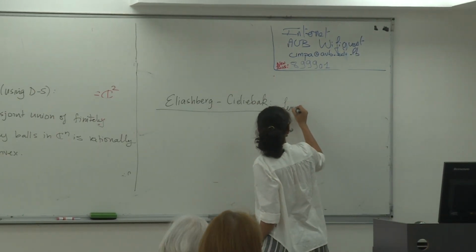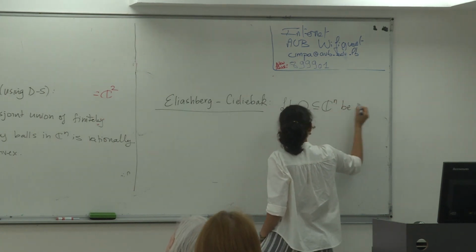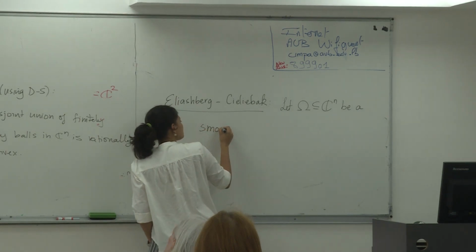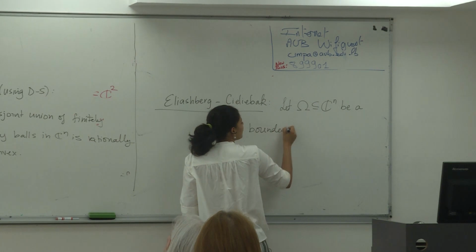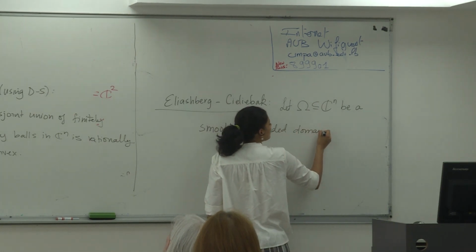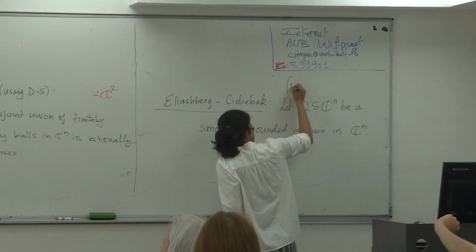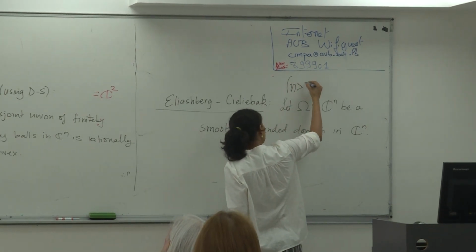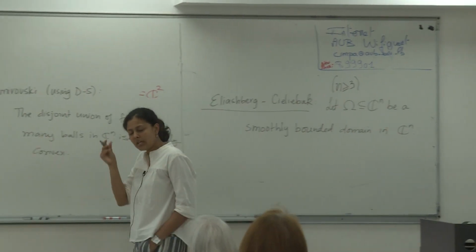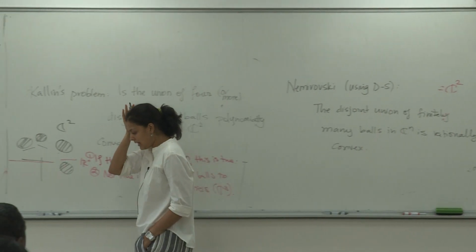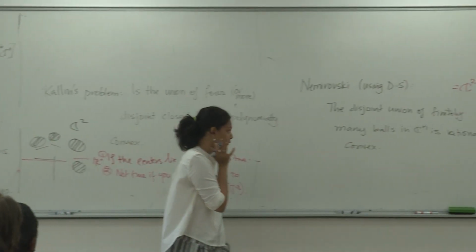So let omega in Cn be a smoothly bounded domain in Cn. They always work with smooth domains in their setting. The important thing over here, and this is another source of open problems, is that they only have this statement in dimensions 3 and higher. And in fact, in dimension 2, the situation is quite different.